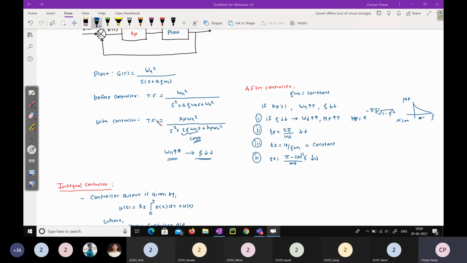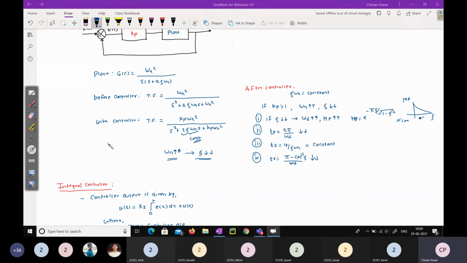So here we have seen that if we use the proportional controller, if the Kp value is greater than 1, at that time the time domain parameters will be affected. We can say that there is no effect on the settling time, but the rise time of the system will decrease, and the damping oscillations present in the system will increase, because peak overshoot will increase. MP will be increased.